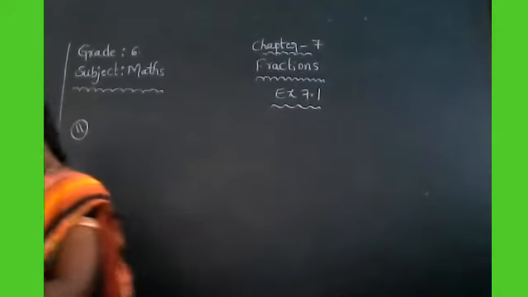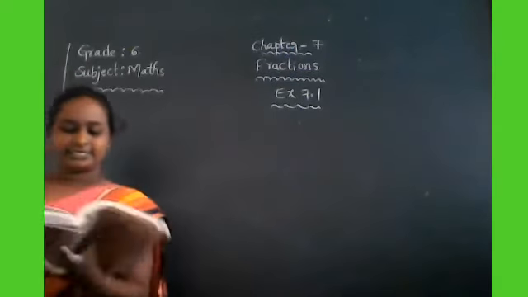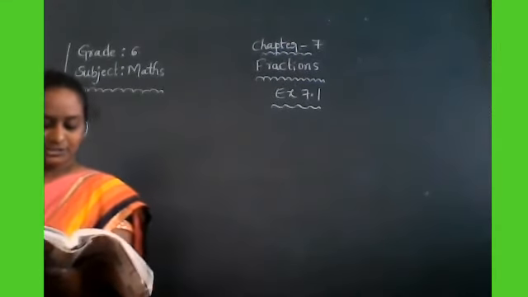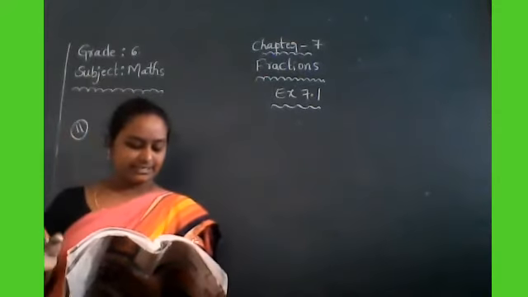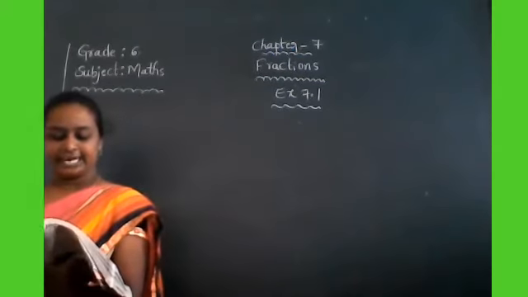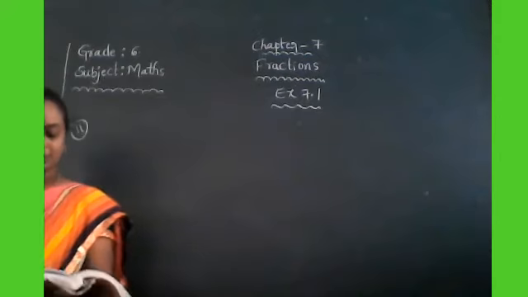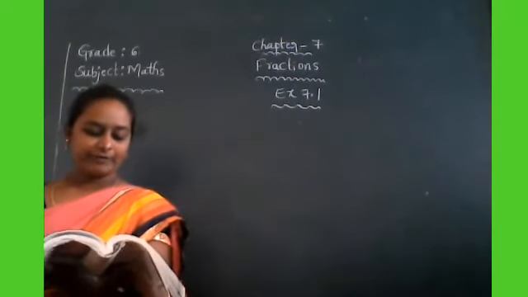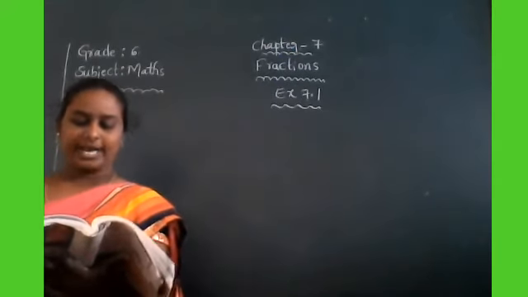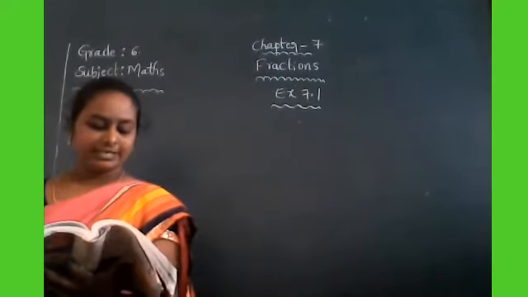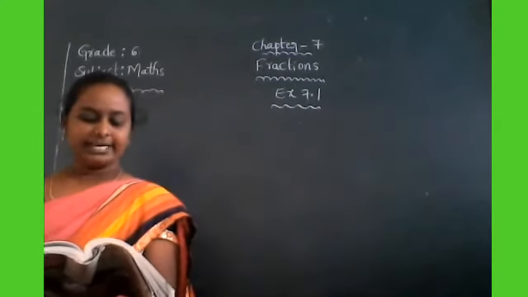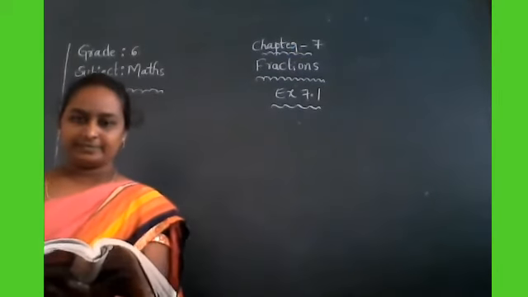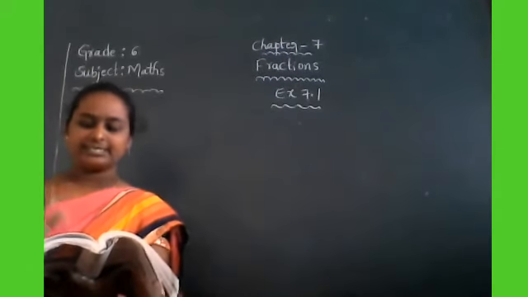Right. So listen. Christine received a CD player for her birthday. She bought 3 CDs and received 5 others as gifts. What fraction of her total CDs did she buy and what fraction did she receive as gifts? Listen, Christine is a girl. She has received a CD player for her birthday. Okay? She bought 3 CDs.